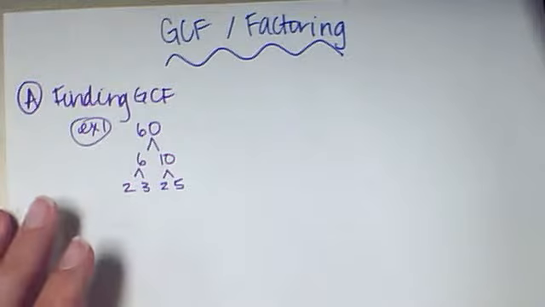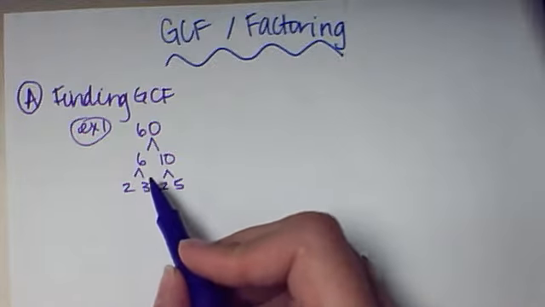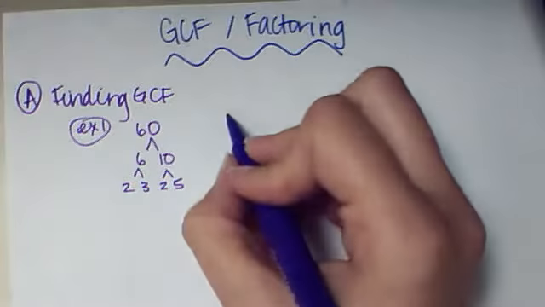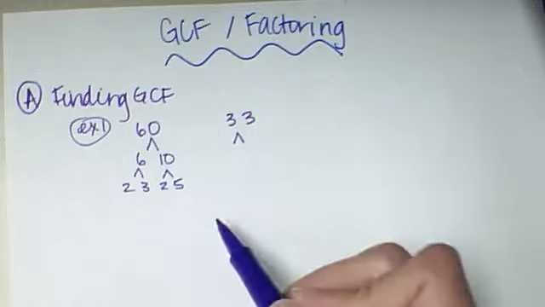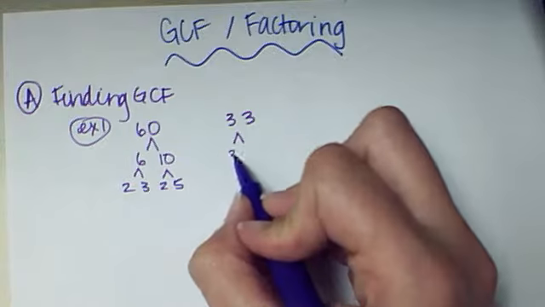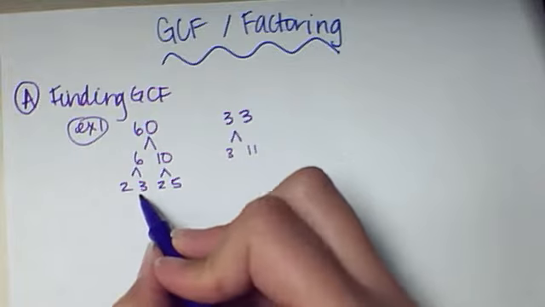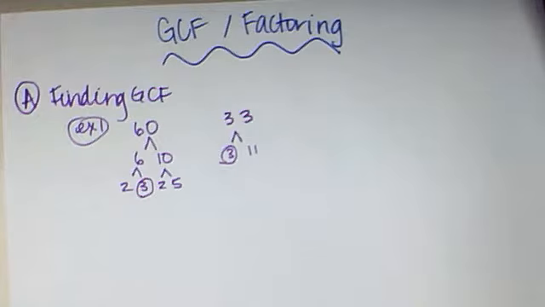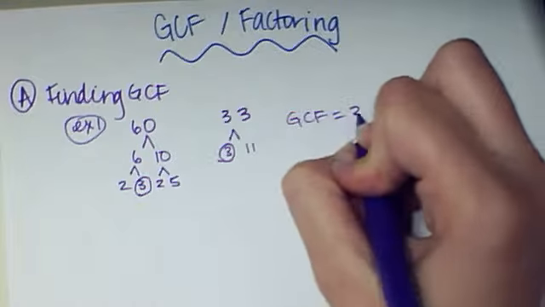Today in algebra we started learning about finding the greatest common factor. In part A we started with the number 60 and broke it down into its prime factorization. In this case I have 2 times 3 times 2 times 5. The other number is 33 and I want to figure out what the common factor of 60 and 33 is. 33 is 3 times 11. The factor that they have in common is 3 and there isn't anything else they have in common, so the GCF is 3.